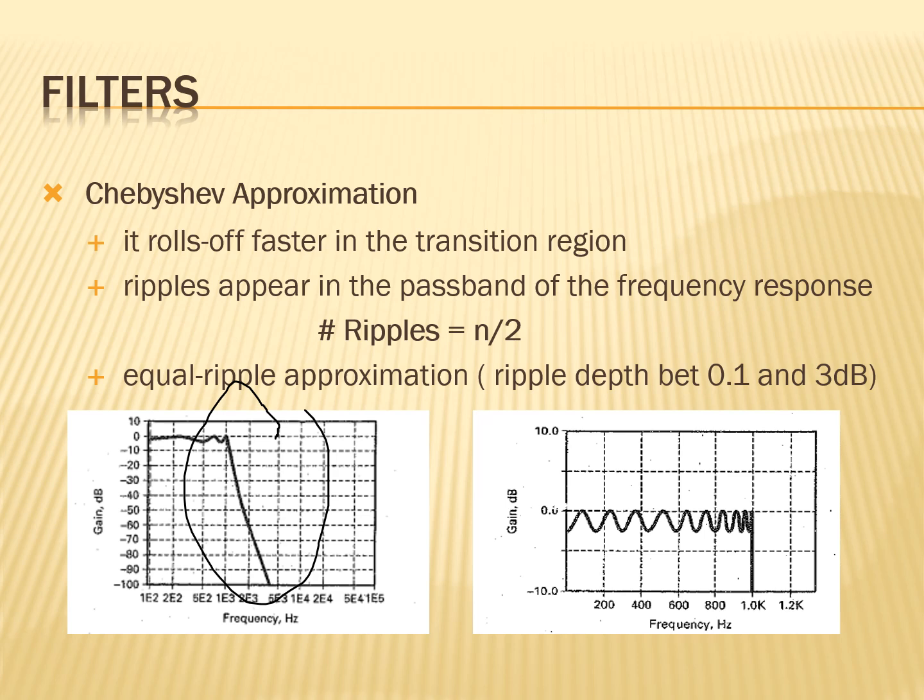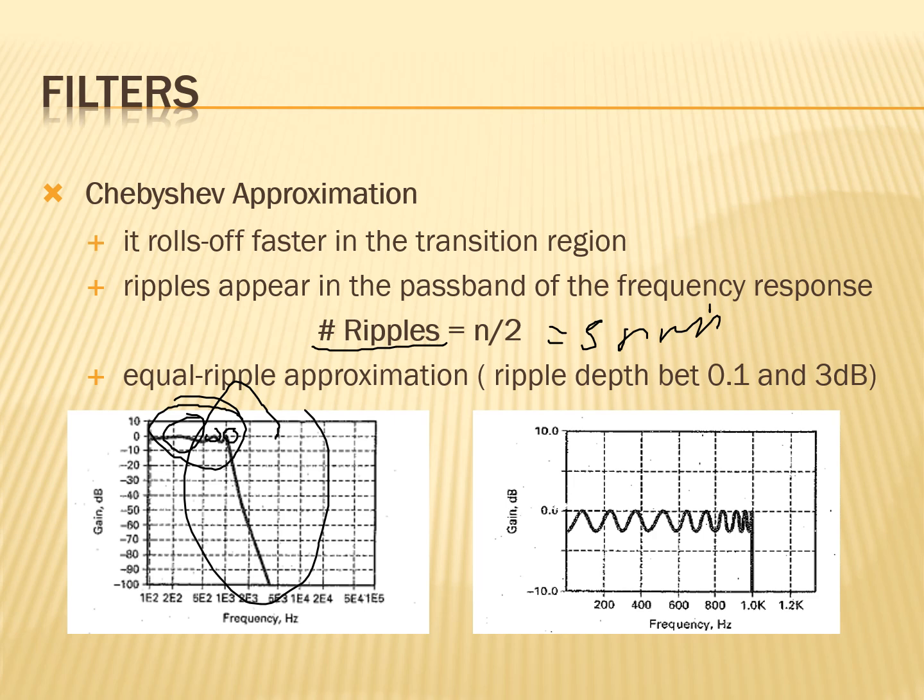However, as you can see, there are ripples in the passband of the frequency response. The number of ripples depends on the order. If our order is 6, for example, as with the previous one, then 6 divided by 2 gives 3 ripples. Ripples mean peaking: how many times do you have your peak value? So we have 1, 2, and then 3 here. It has the same specs as the Butterworth, but with a faster roll-off in the transition region.